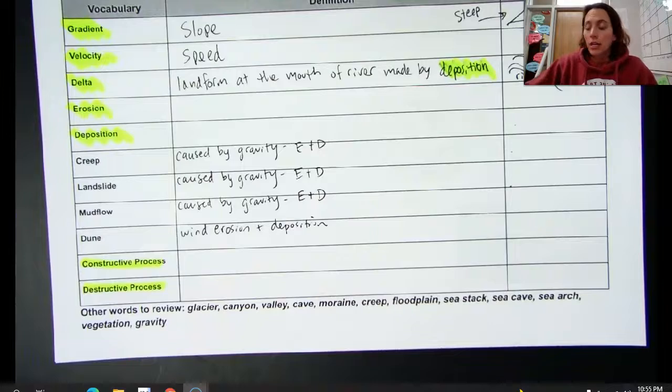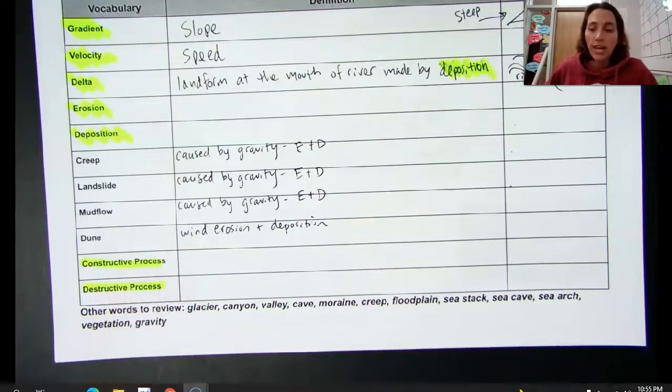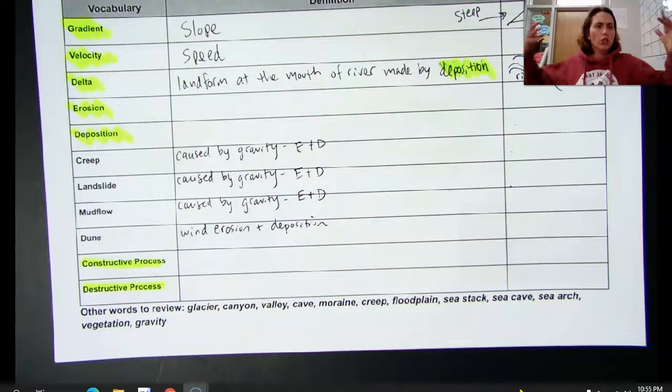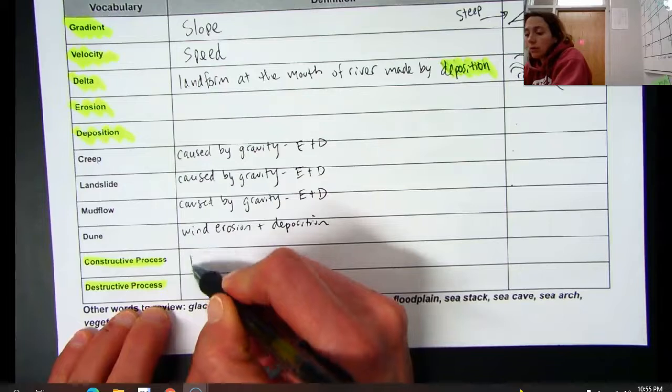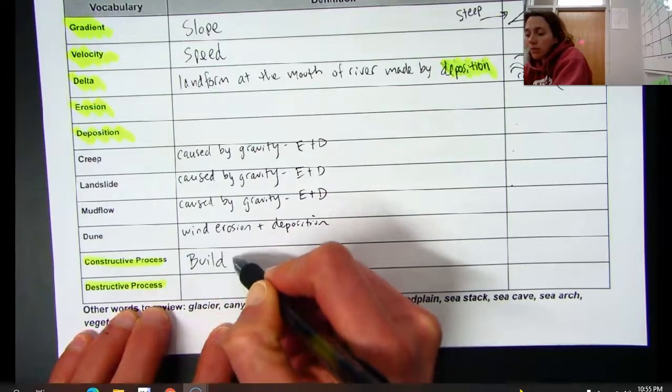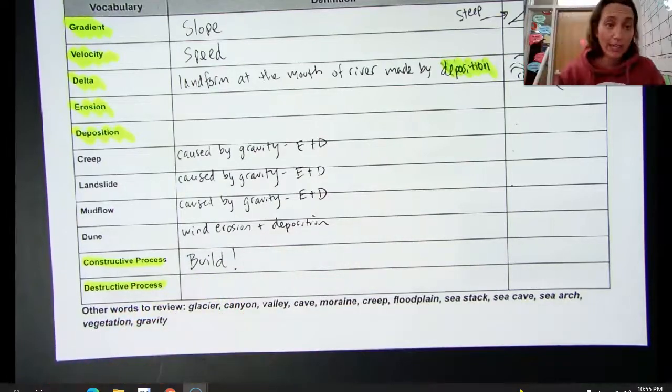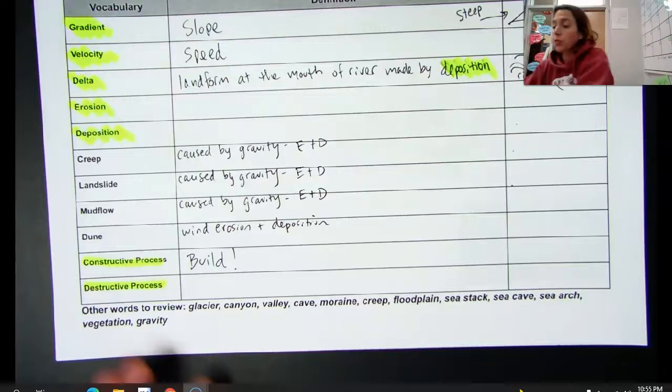All right, let's go down here. Constructive and destructive processes. Construct, to construct. What do you need to remember? Construct means to build. Okay? Destruct, to destroy, to remove.